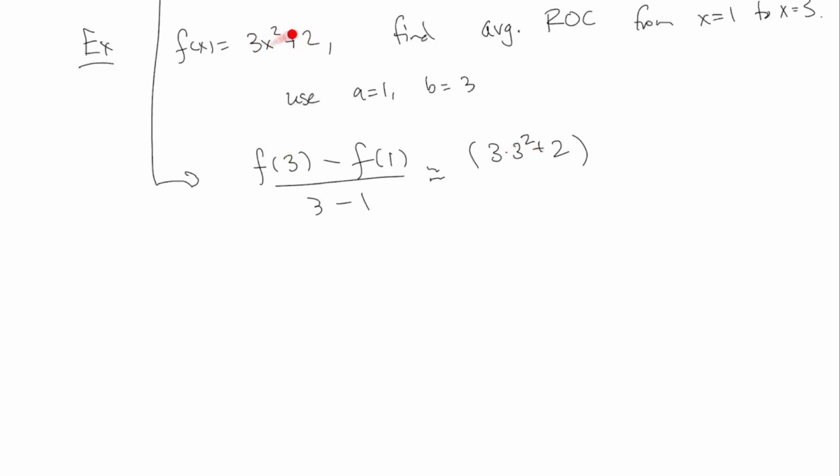It means you go back to this function, you plug in 3 instead of x. So it's that, and then I go minus, just because that's part of the formula. f(1) means 3 times 1 squared plus 2, right? And then all of this divided by 3 minus 1. And now it's just a bunch of numbers, and you can figure out what all the numbers are, and that's all there is to it.